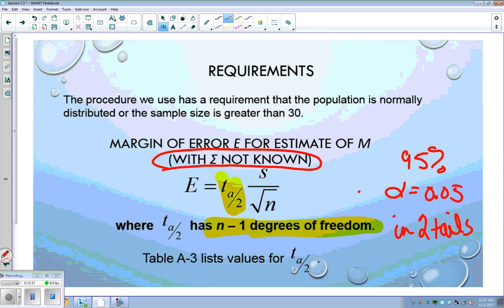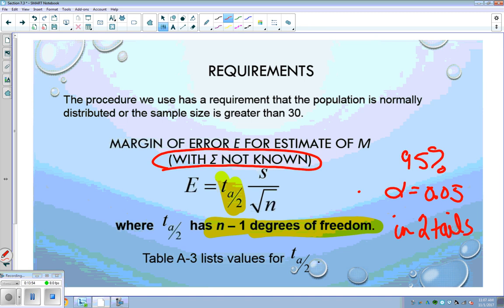So that's that second row there, or the middle column, where it said area in two tails and it says 0.05. We're going to come down there to where it says degrees of freedom 29, and it will be 2.045. Does everybody see that?